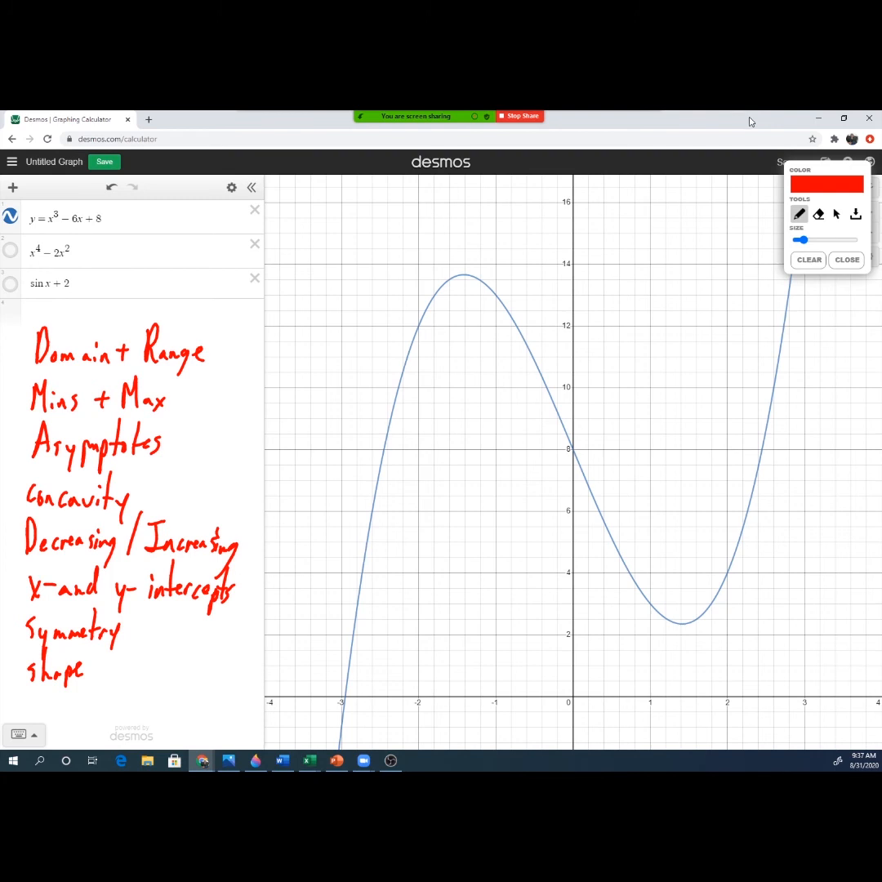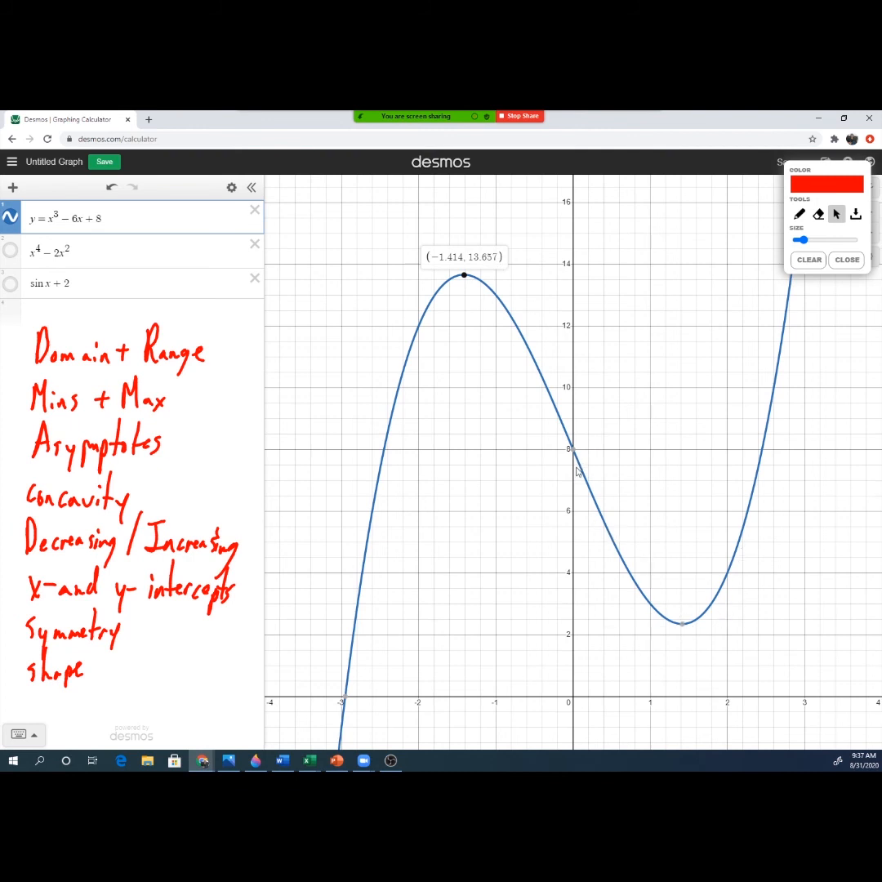So, minimum and maximum would be pretty easy, especially if you pull it up on your own browser. You can just come up here and click and it knows that minimum and maximum is one that you're probably going to look for. And it will tell you where that local maximum in this case is: negative 1.414, comma 13.657, and you can do the same thing here.